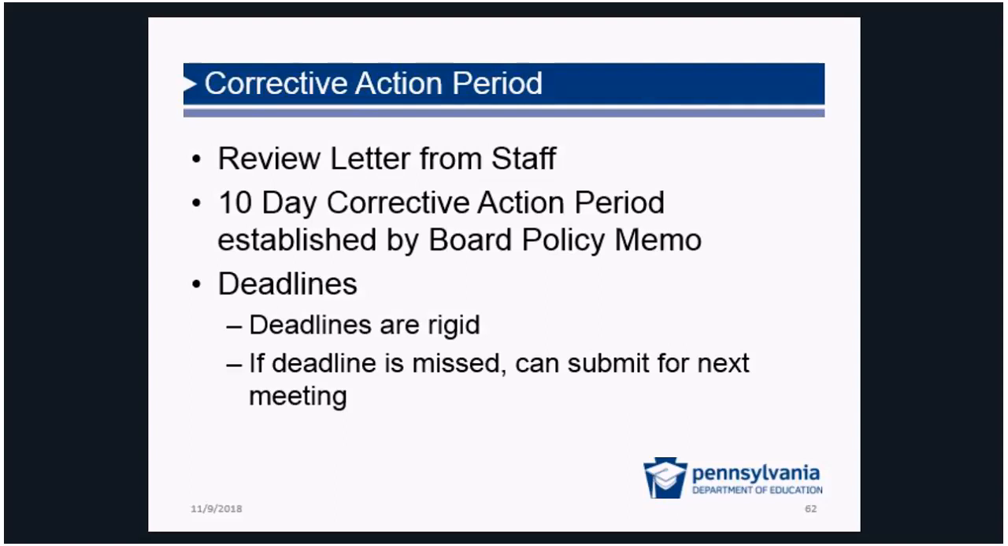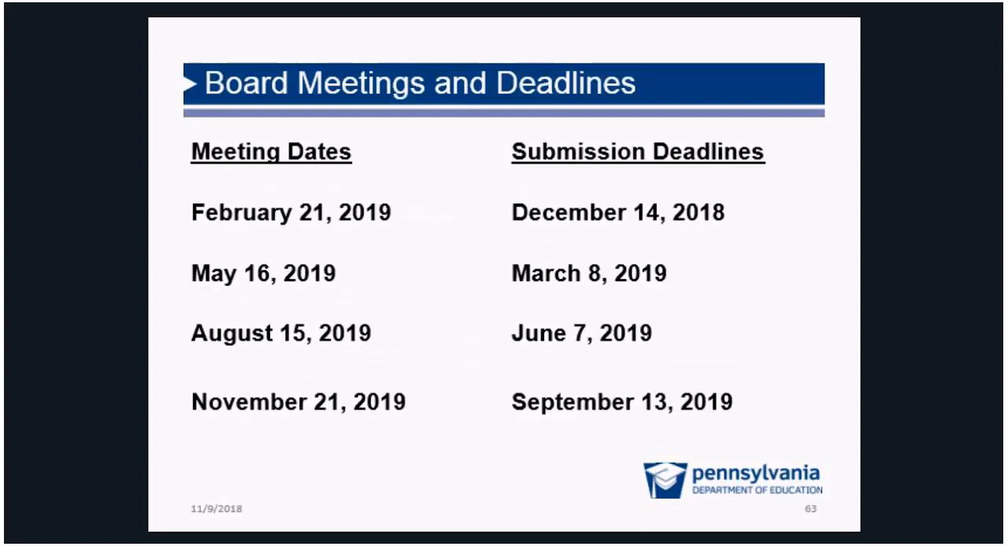Our deadlines for submission have to be rigid, and if a deadline is missed, we cannot process the application for the next board meeting. The application can still be processed, but for the subsequent meeting 3 months later. This is the schedule of board meeting dates for 2019 with the corresponding submission dates for the submission of original applications. You'll note that applications for consideration at the May 16th board meeting must be submitted by March 8th.